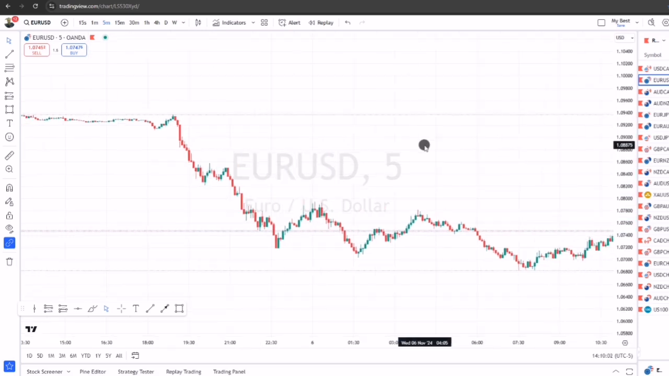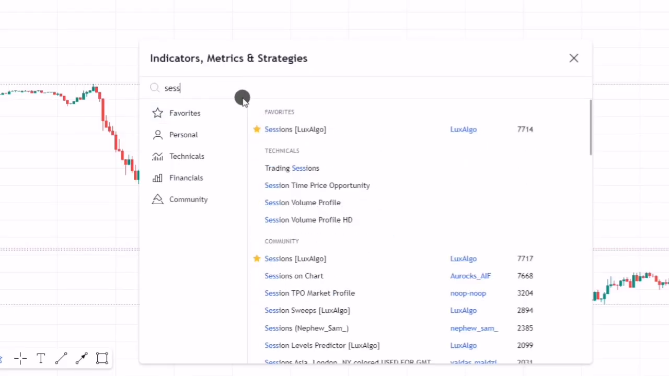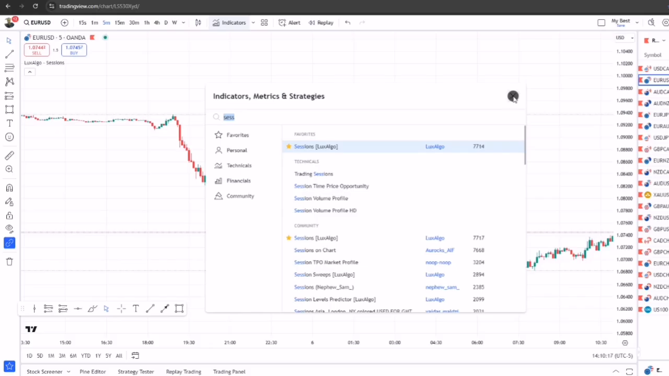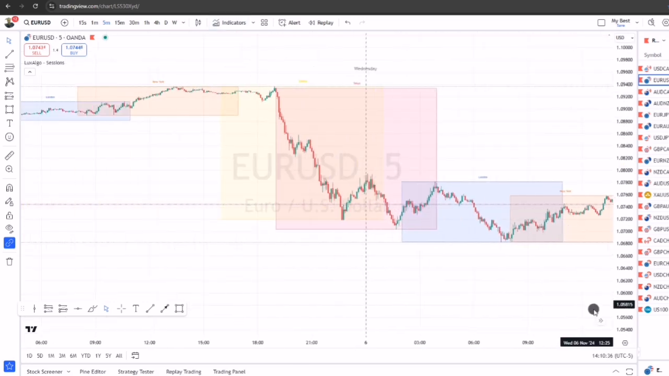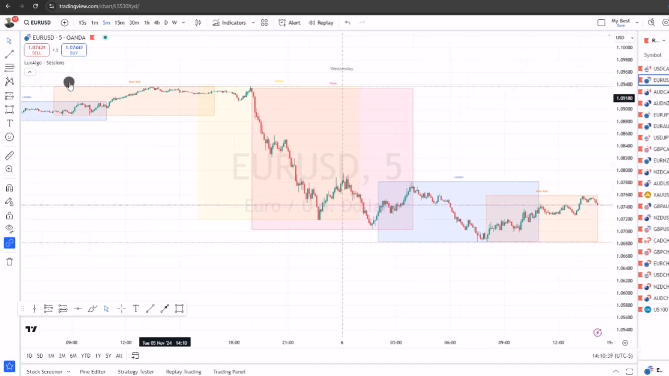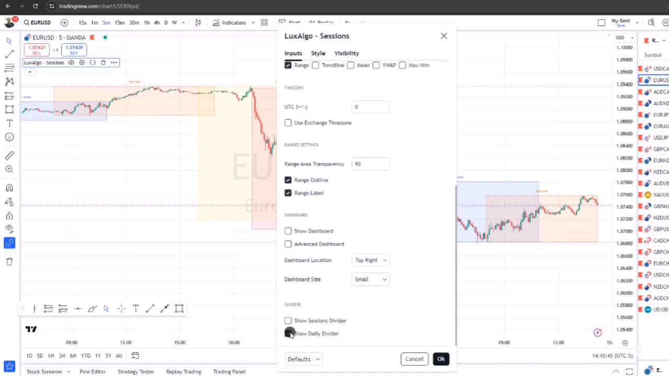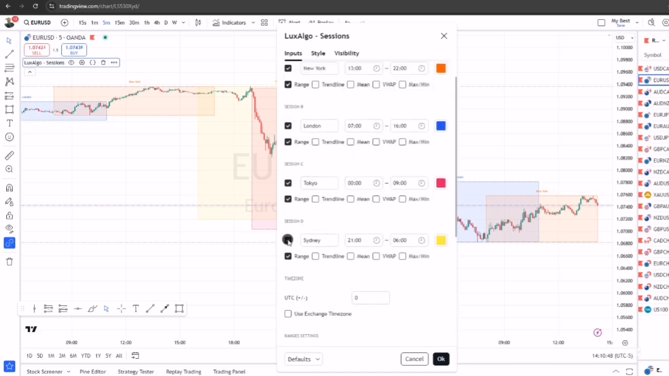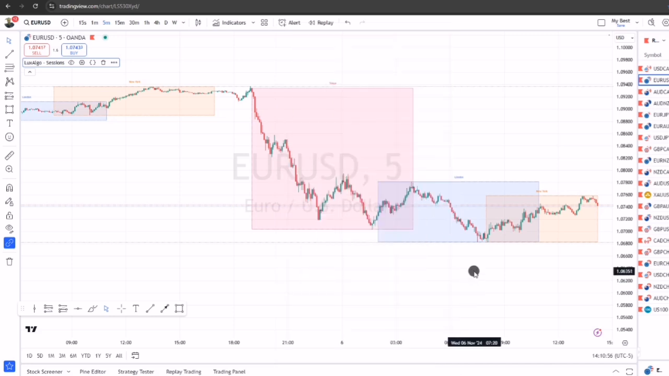Okay, and let me set the only indicator that I use. That is the session. Type session, and it is this one, Sessions by Lux Algo. It's a free indicator on TradingView. It's going to appear like this. I want to put a few settings on the indicator. Remove the daily divider. Let's remove Sydney, leave Tokyo, remove London, remove New York. Okay, and then you press OK.